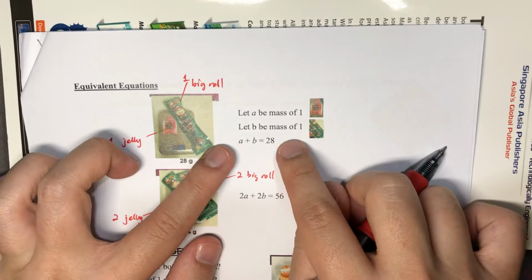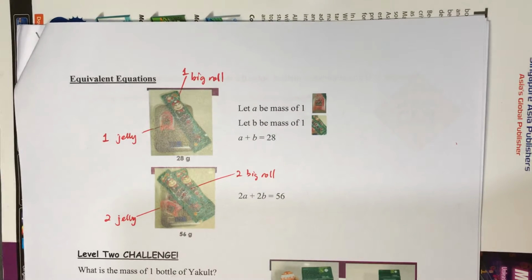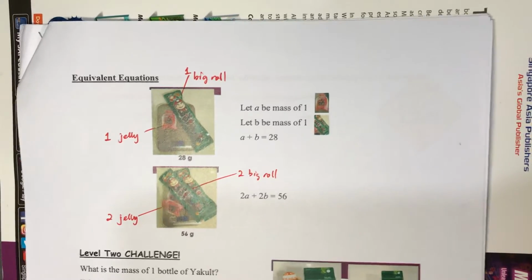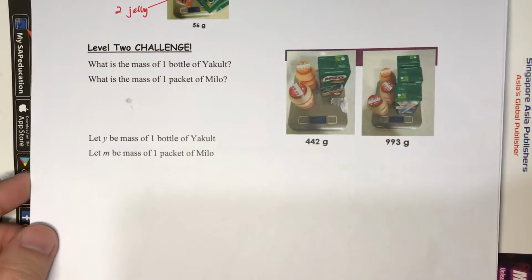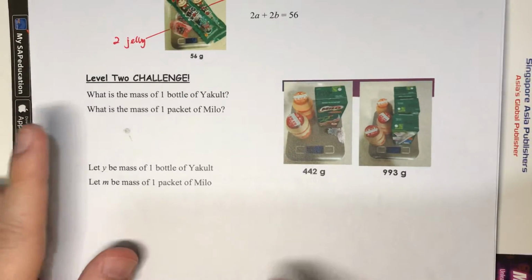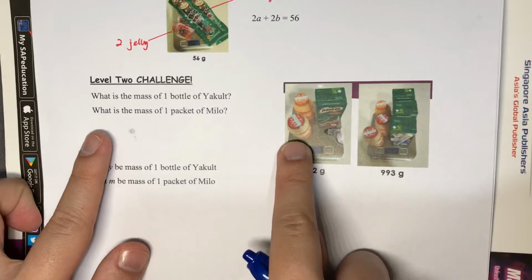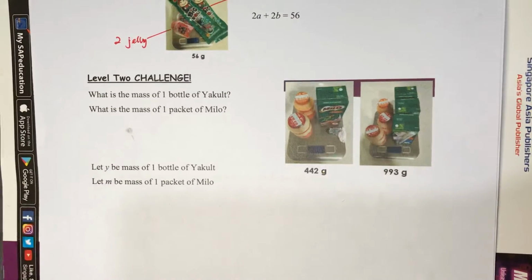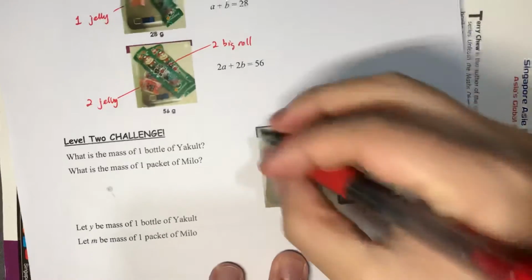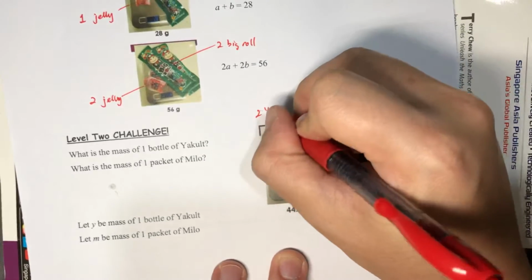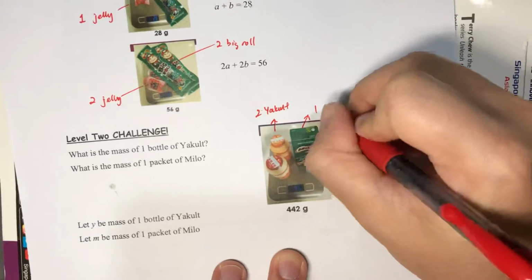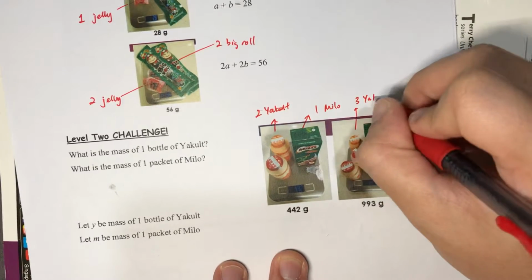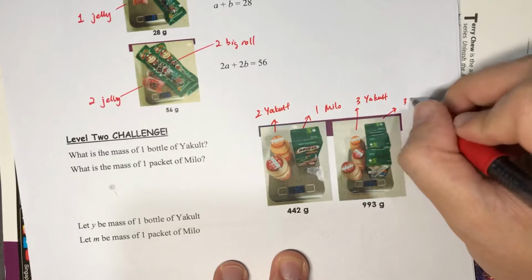Now we're going to make use of this technique to help us to do the elimination method for our simultaneous equation. Okay, so without further ado, let us look at the challenge over here. Now we are going to try to find what is the mass of one bottle of Yakult and what is the mass of one packet of Milo. Okay, so here on the first one, we have 2 Yakult and 1 Milo. The third one we have 3 Yakult and 3 Milo.